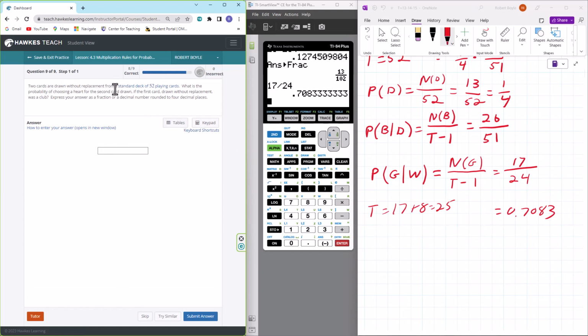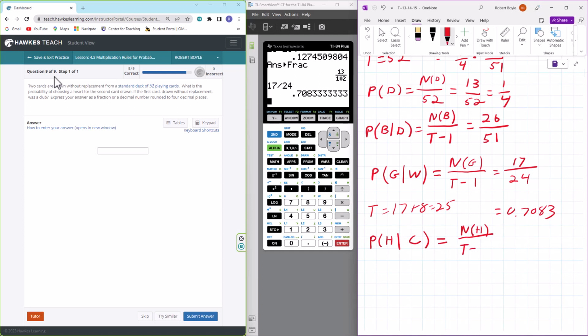2 cards are drawn without replacement from a standard deck of 52 playing cards. What is the probability of choosing a heart for the second card if the first card drawn without replacement was a club? So they're telling you the first card was a club, and given that, what is the probability of choosing a heart? So once again, they are looking for the probability of choosing a heart given that you already chose a club. Okay, that is going to be equal to the number of hearts divided by the number of cards that are left after you've chosen a club.